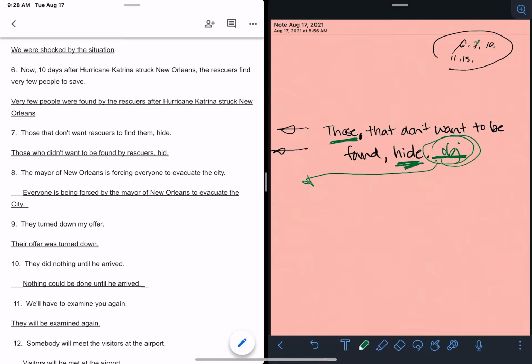So that was number 7. In this case, we have to either switch this or see if we can add an object to create a correct passive voice. There's no object in that one. Let's go to number 10. And actually, I might stop the recording here.